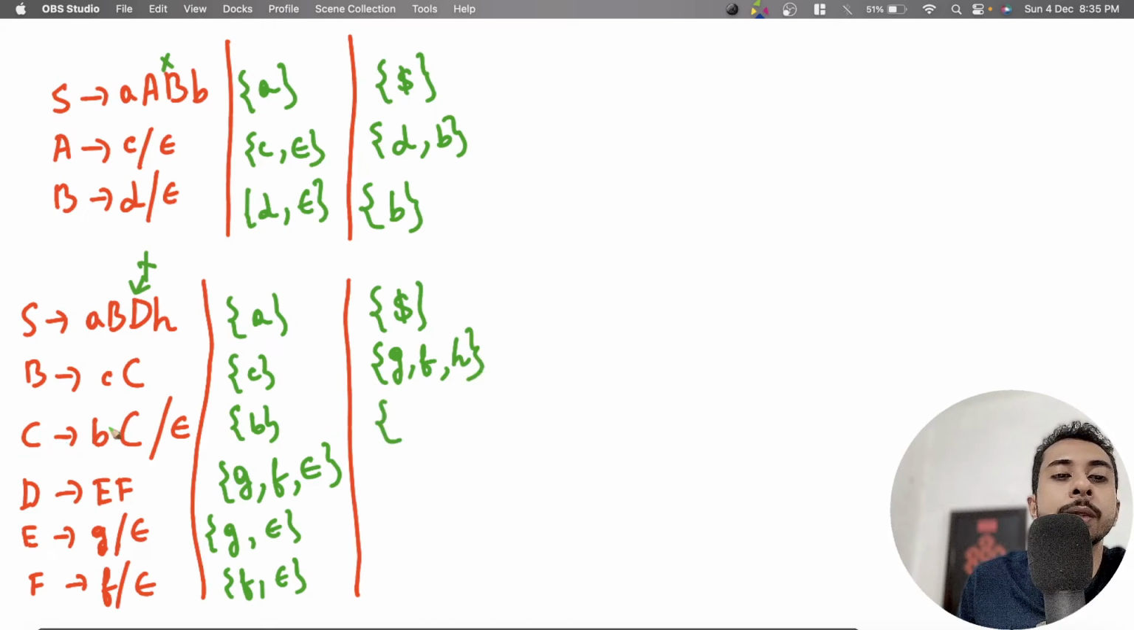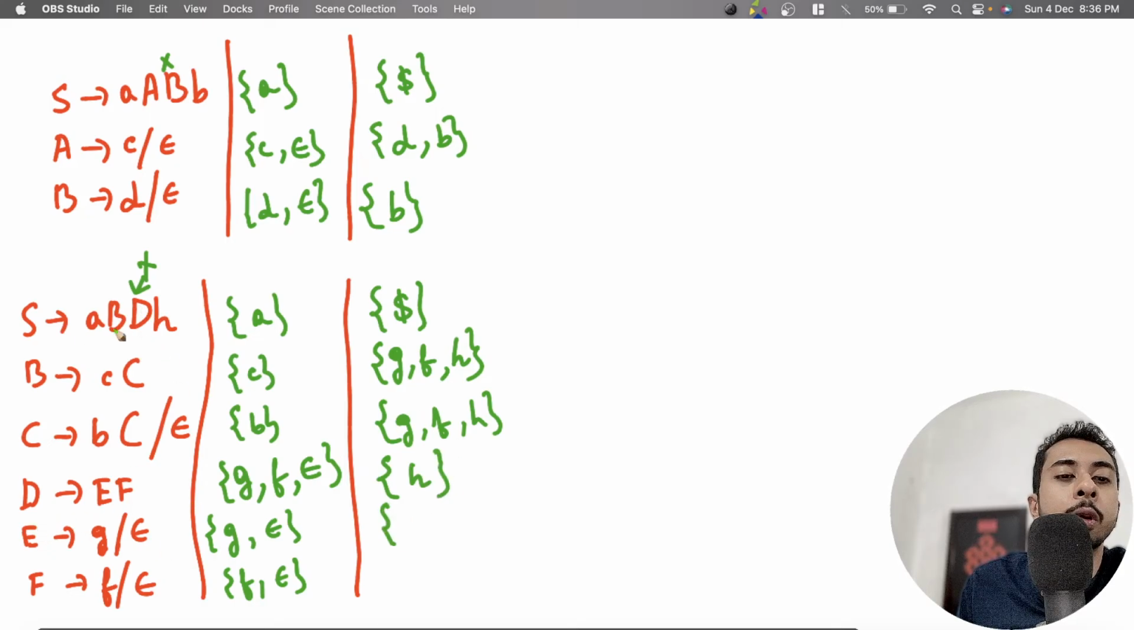Next is follow of C. What is follow of C? Follow of C is follow of B. What is follow of B? It is G, F and H. We already wrote it here. Anywhere C is occurring? No. What is follow of D? Follow of D is H. Anywhere else? No.